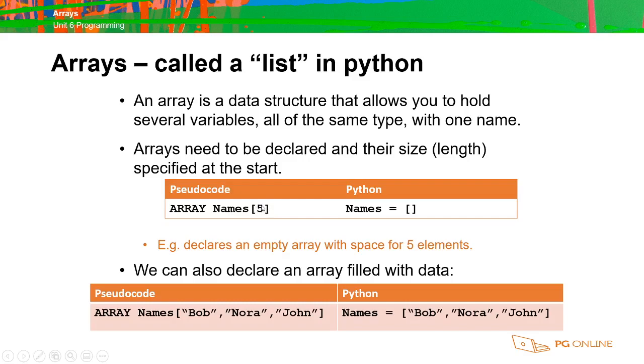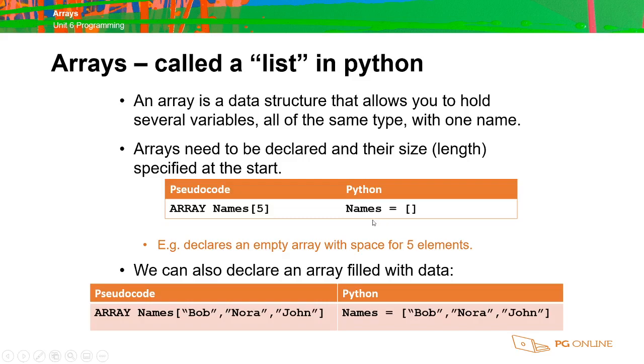It says that arrays need to be declared and their size or length specified at the start. Yes, in pseudocode it does. In Python, it doesn't. In Python, we still have to declare the actual array or list, but it's just like a blank list. The good thing about Python is it's what's called dynamic. You can increase the length of it. Normally with arrays in other programming languages, you have to declare and say how big they're going to be.